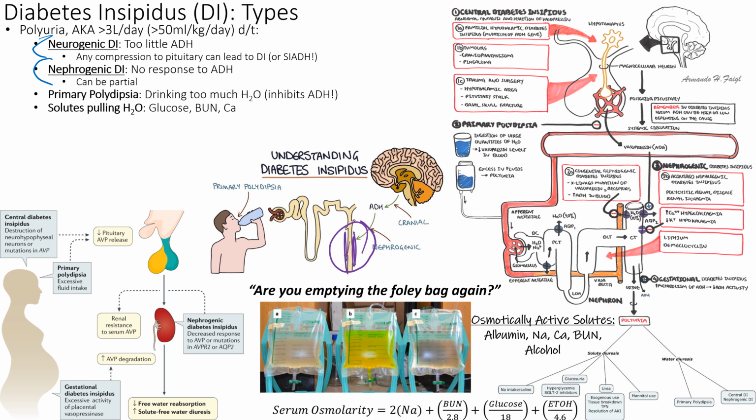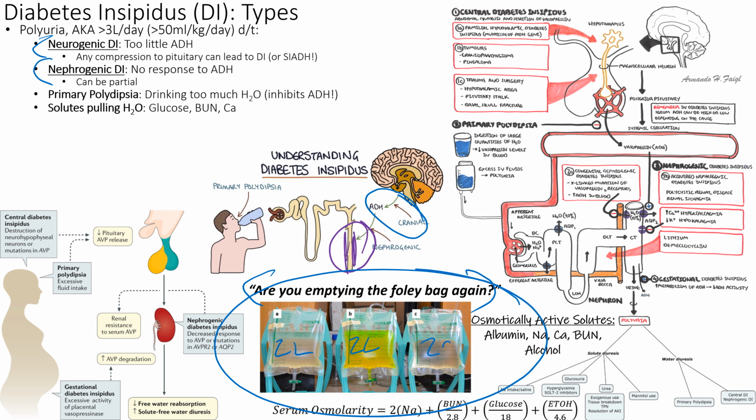So neurogenic means no ADH is being released. There's no ADH being released. I'm going to have no ADH. ADH is called antidiuresis. So if I have no antidiuresis, what am I going to have? Diuresis. You're going to have polyuria. So if someone's asking you, wait, you're emptying that Foley bag again? These Foley bags hold about 2 liters of urine.